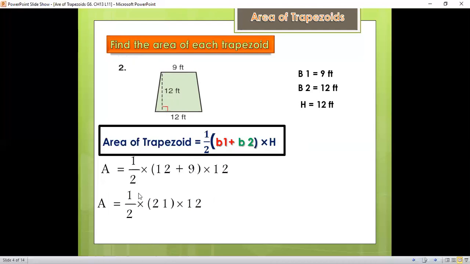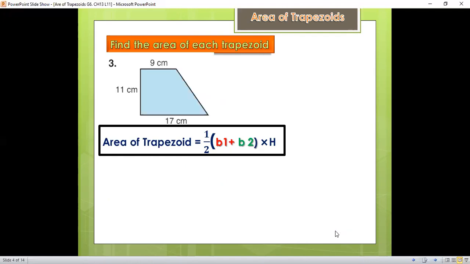Is it easy to take half of 21 or half of 12? Yes, half of 12 is equal to 6. It's very easy, but it's difficult to find half of 21. Then half of 12 is equal to 6. Then the answer is 6 multiply what? 21. How do we get 6? Because half of 12 equals 6, multiply 21. Then 6 multiply 1 equals 6 and 6 multiply 2 equals 12. Then the answer is 126 square feet.